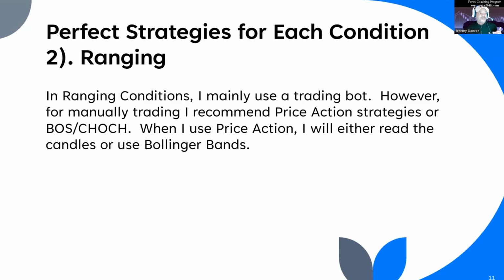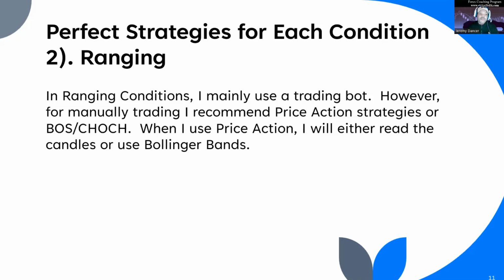All right. Ranging conditions. So for me, I have a trading robot that I use for ranging conditions, only because in ranging conditions you can typically trade in both directions. Since it's ranging, most likely the price is going to hit your sell entry and your buy entry. So it's pretty safe to trade in either case. Most robots are designed for ranging conditions anyway, and you don't have to sit there and monitor everything as well.